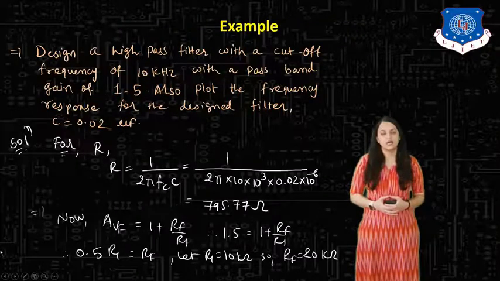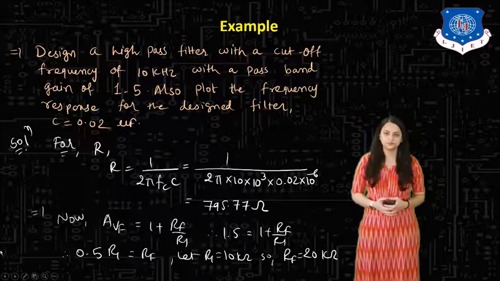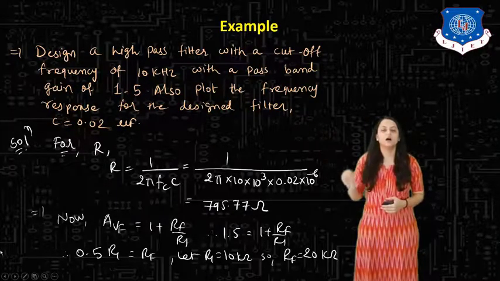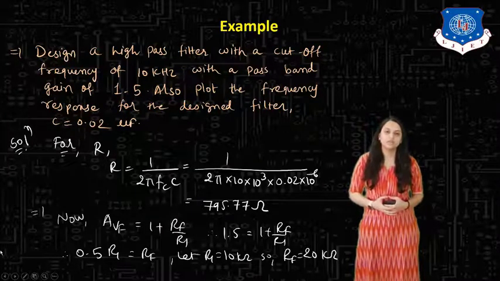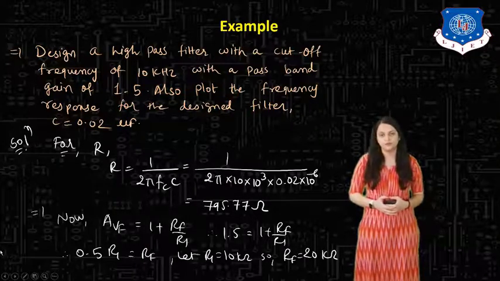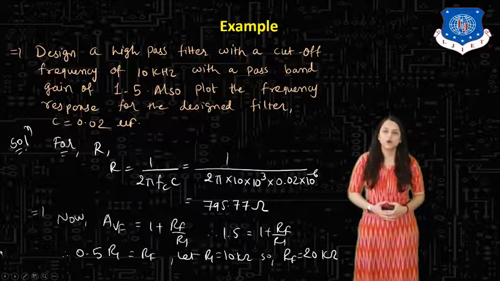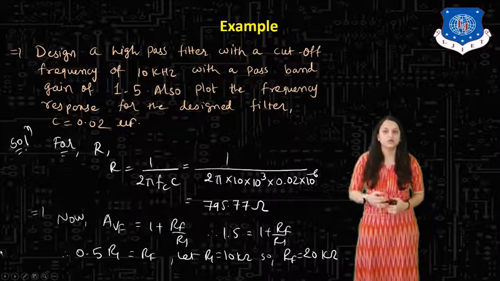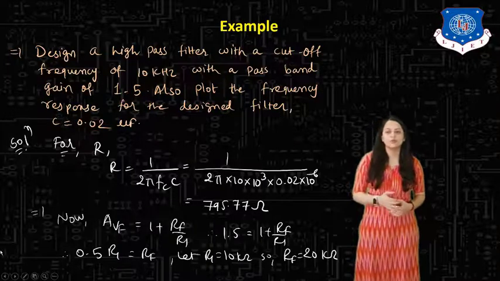Now let us see the example for this. Here the data is given as: design a high pass filter with a cutoff frequency of 10 kHz with a pass band gain of 1.5. Also, it is asked to plot the frequency response for the designed filter having C equals 0.02 microfarad.